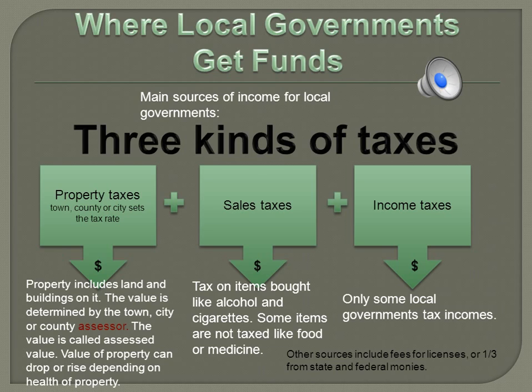What else? This is a big one, a third of local income may be received from federal and state governments. So that's 30%. That's a lot. Many poor local governments probably would not operate without additional financial aid.